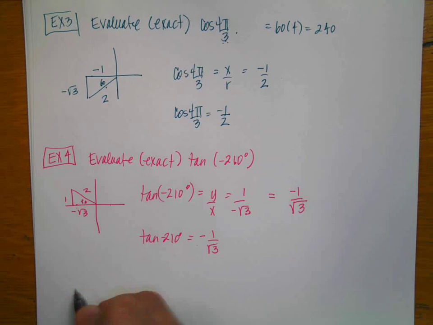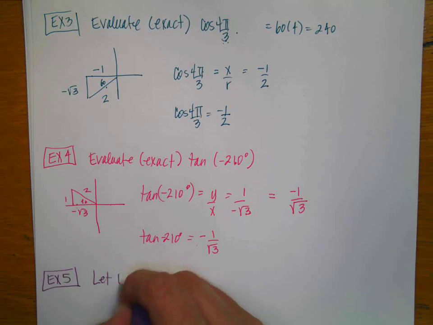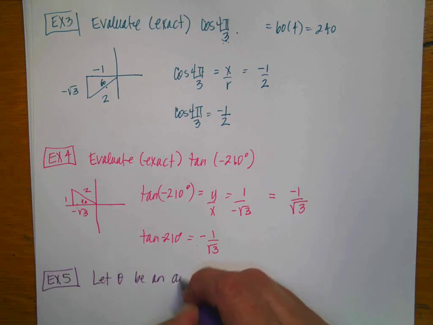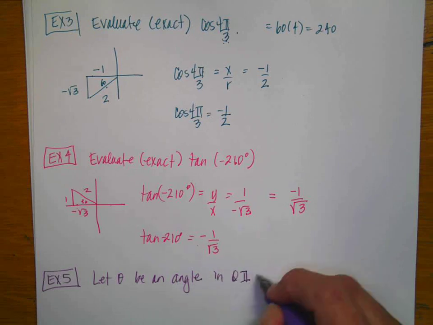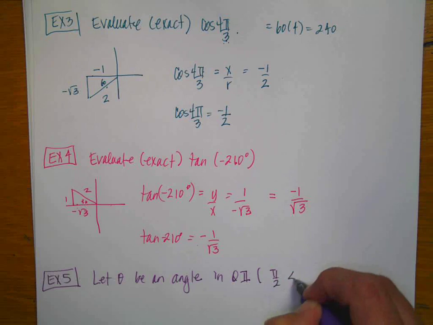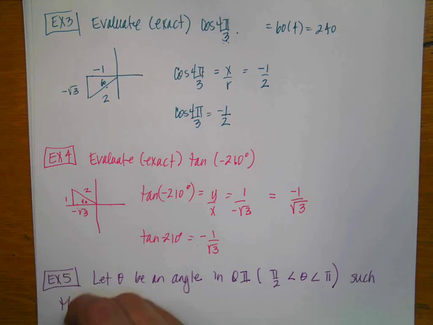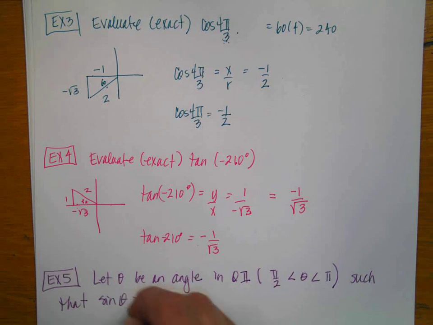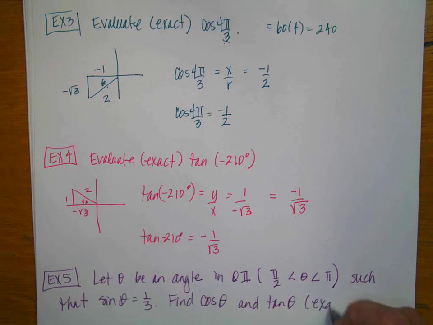All right, our next example, example number 5. We're going to have, let theta be an angle. We love theta as an angle in quadrant 2. Okay, and that means that pi over 2 is less than theta is less than pi, such that the sine of theta is 1/3. And I want to find the cosine of theta and the tangent of theta.